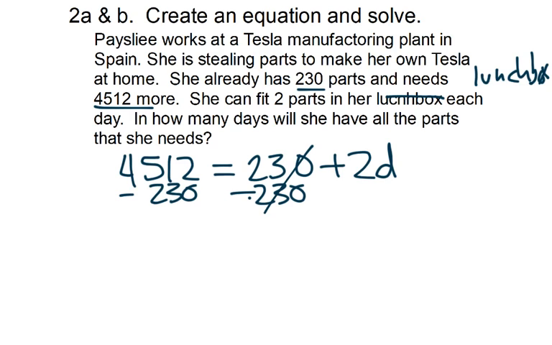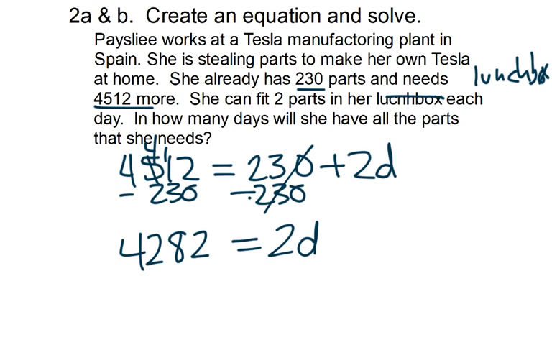Okay, so subtract 230 and get 2 times days equals, let's see, what would this be? So that would be 2, borrow from that would be 8. So 4,282, which we divide by 2, and we should get 2,141. So it's going to take her that many days to get all the parts she needs. Okay? There we go, guys.